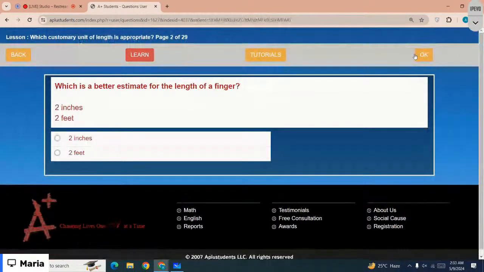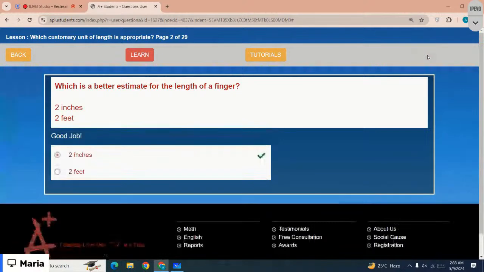Which is the better estimate for the length of a finger? 2 inches, 2 feet, which is the correct option? That is 2 inches. The correct option is 2 inches. The number is not important. Just write down the smaller unit. Unit is important here, right?